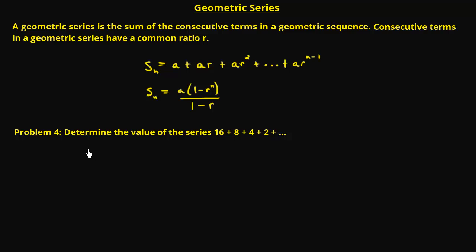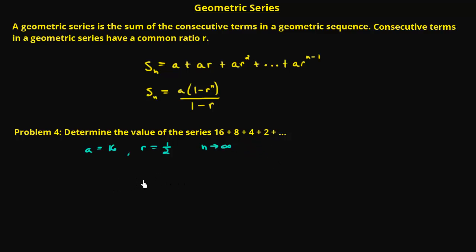So here we have a geometric series where a is equal to 16. a is the first term. r is equal to 1/2, and n is going to approach infinity. So we have n going to infinity because there's an infinite number of terms. This is an infinite series.